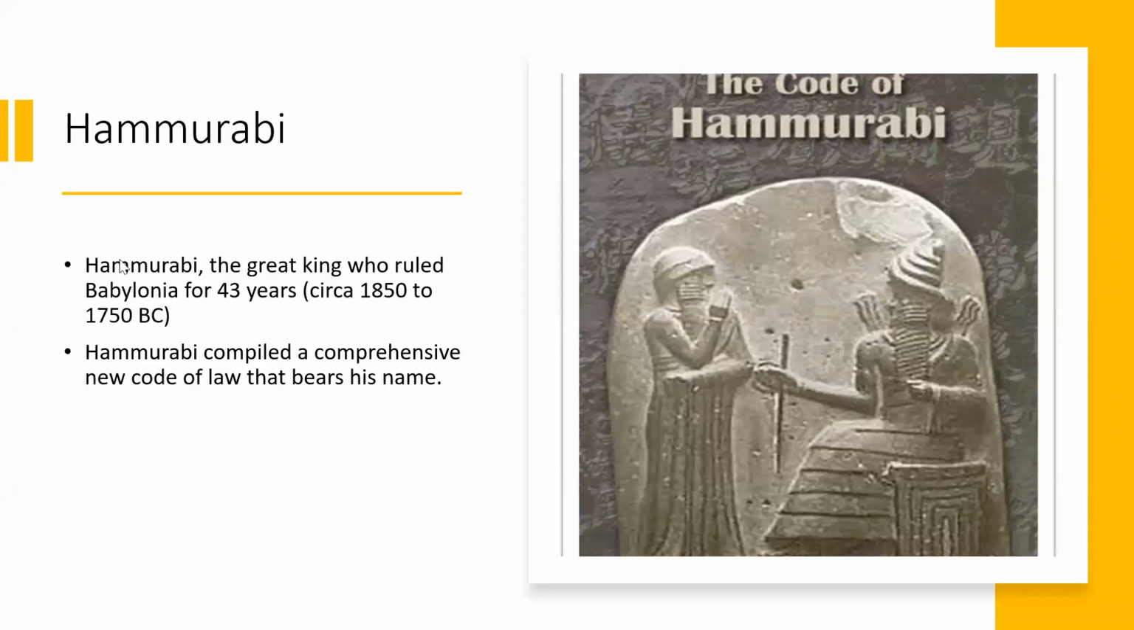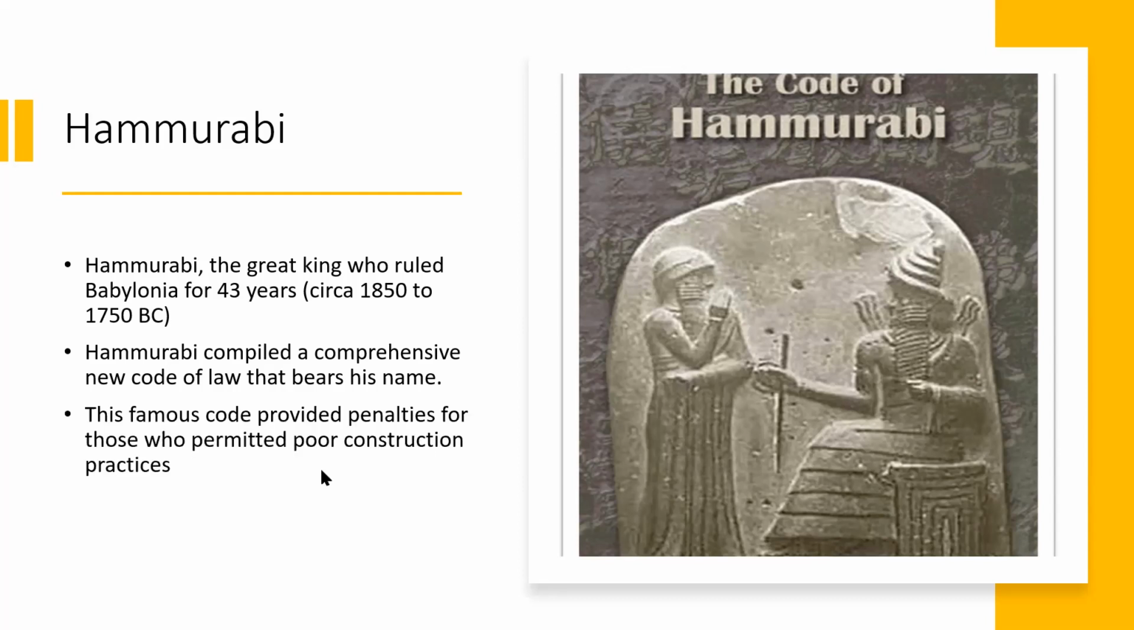Let's see. Hammurabi was the great king. Hammurabi ruled Babylonia for 43 years. It was about 1850 to 1750 before Christ. Hammurabi compiled a comprehensive new code of law that bears his name.